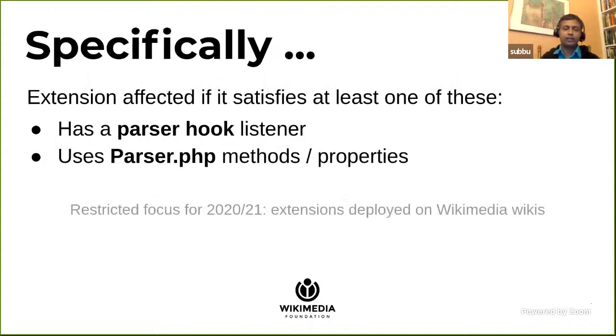Specifically, if you have an extension that has a parser hook listener or uses any of the public methods or properties of Parser.php, then your extension will need to be updated for Parsoid. Given that for next year we are only planning to transition the Wikimedia wikis, this also means that we initially only care about extensions that are deployed on Wikimedia wikis. We are, of course, interested in extensions in general, not just those on the Wikimedia cluster, but you have a little more time to play with this and give us feedback, and we definitely will evolve the extension API as required to make sure all the use cases are met.